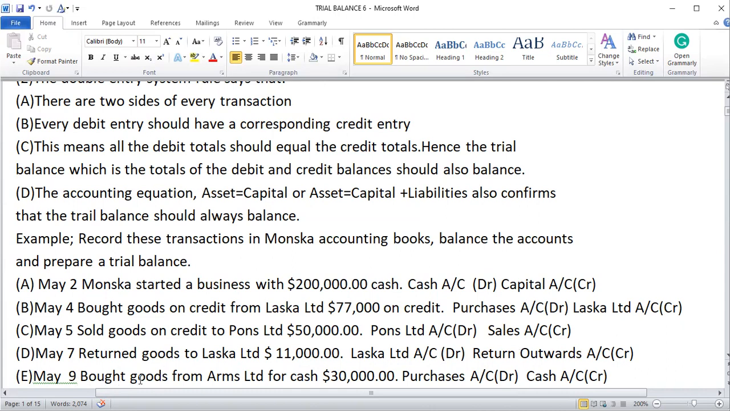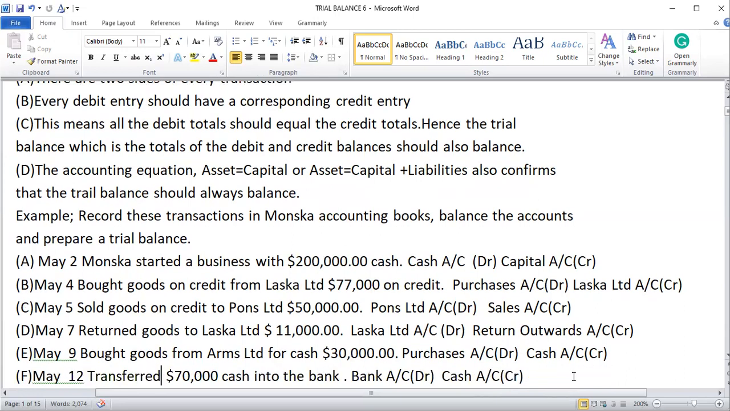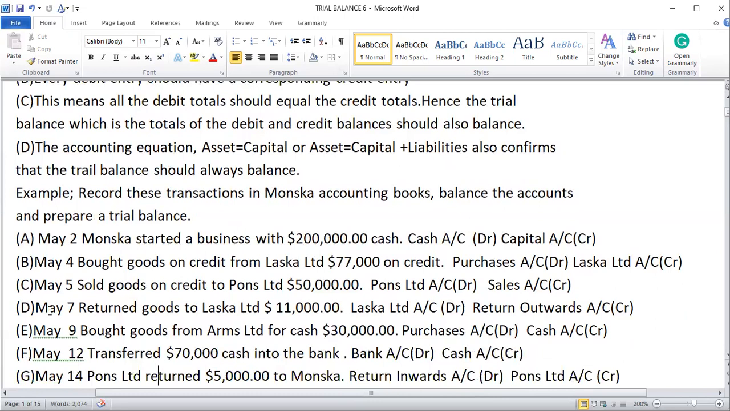May 9th, bought goods from Arms Limited for cash, $30,000. So the double entry: the purchases account should be debited and the cash account should be credited. The purchases account is receiving the goods, so it should be debited. The cash account is giving out the cash, so it should be credited. May 12, transfer $70,000 cash into the bank. The bank account is receiving the cash, so it should be debited. The cash account is giving out the cash, so it should be credited.